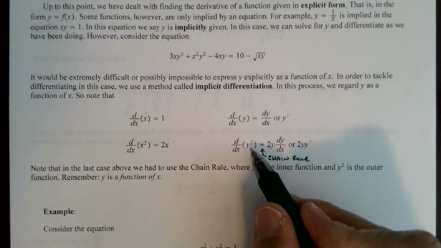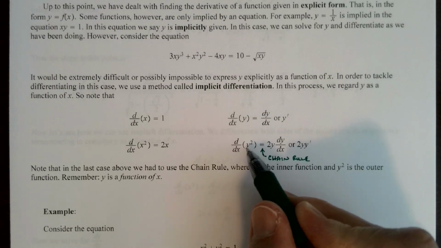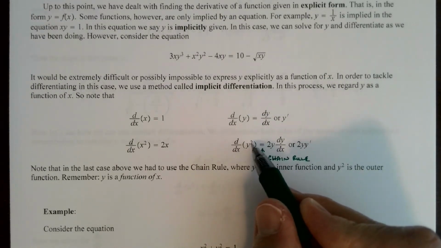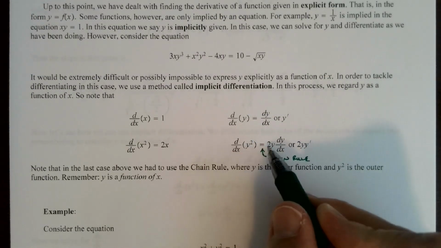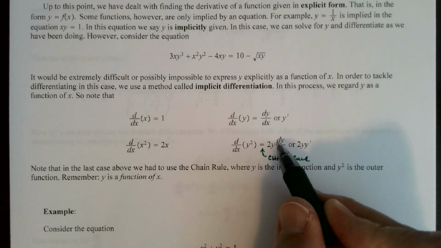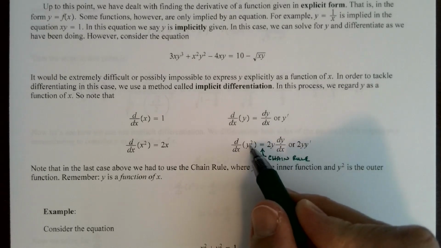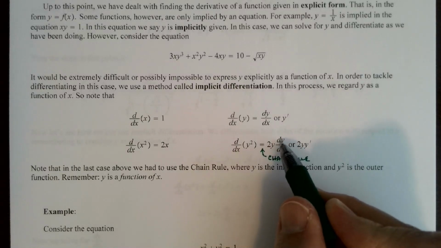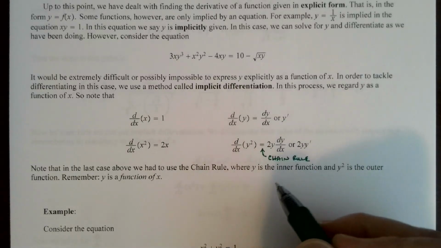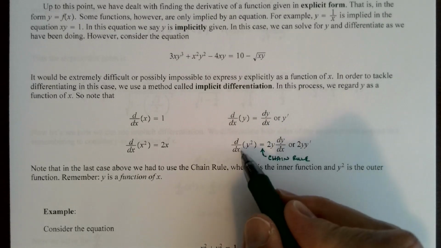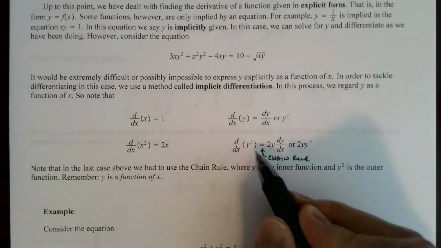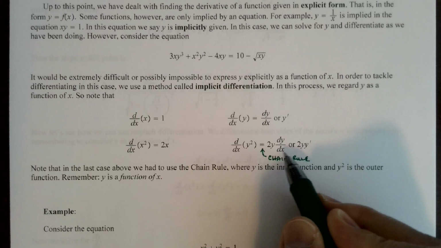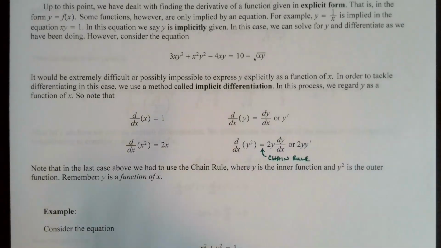And so the chain rule says take the derivative of the outer function. What's the outer function? Y squared. What's the derivative of y squared? Bring the 2 down, right? Subtract 1, I get 2y to the first power. Times what? Chain rule says what? Times the derivative of the inner function. The inner function is y. Its derivative is dy dx, as we just said above. So the answer to the derivative with respect to x of y squared is not 2y, but it's 2y dy dx, or 2y y prime, if we use the y prime notation.